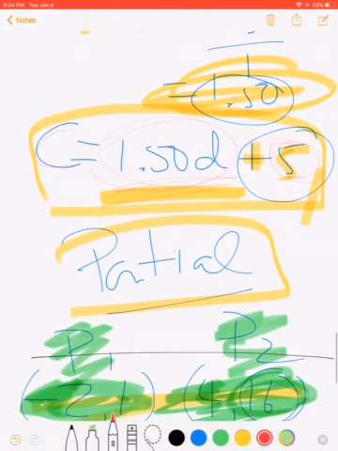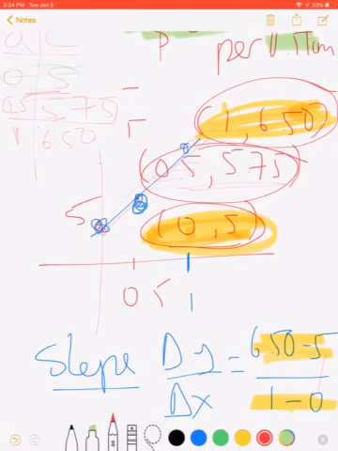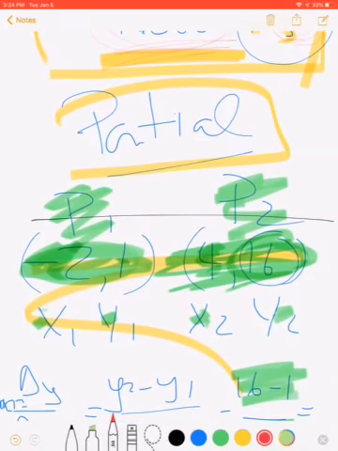So your fixed cost here, your variable cost here, that's your slope. And because this graph doesn't go through (0, 0), it is partial, not direct variation. Okay, and that's it.